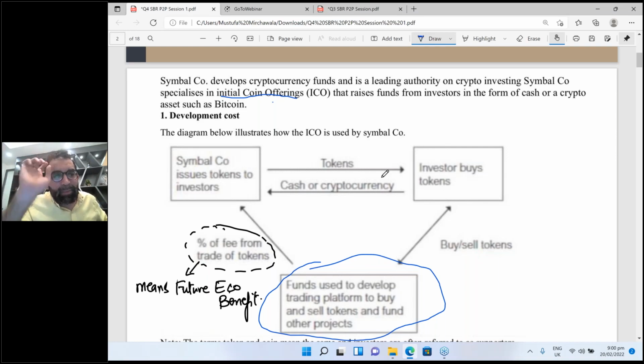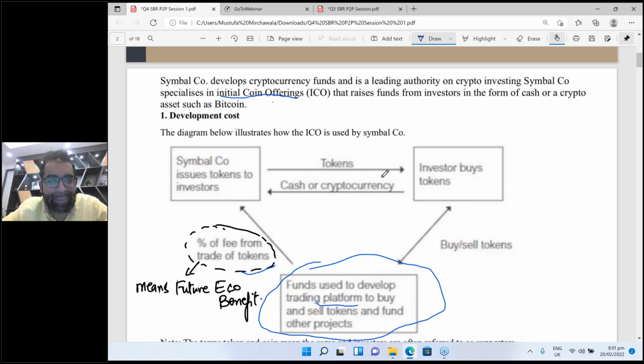Now, initially we receive the cash. In future, when these investors use this platform, the best word is trading platform, they will give us some profit. See, a percentage of fee from traded tokens. So this means future economic benefit: we will get future economic benefit from this platform. Are you getting it?